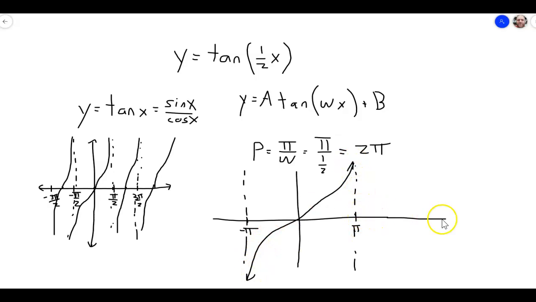And then over here, if we went out further and did another full cycle, remember, it's a 2 pi period, so we have to go out 2 pi, so that's going to be 3 pi over here. And we have another asymptote there.